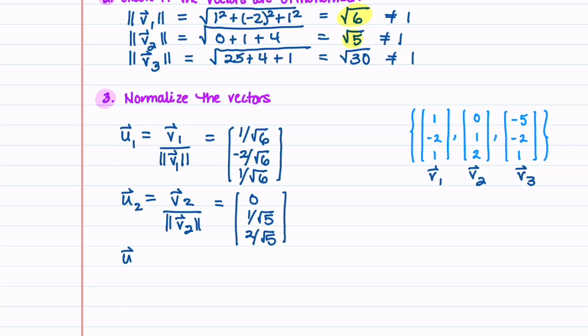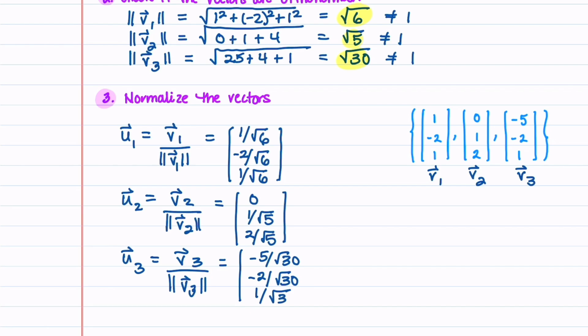Lastly, our vector U3 is going to be V3 divided by the magnitude of V3. The magnitude of V3 is the square root of 30. So U3 is just minus 5 divided by root 30, minus 2 divided by root 30, and then 1 divided by the square root of 30. We can now say that we have an orthonormal set, and that set is our vectors U1, U2, and U3.